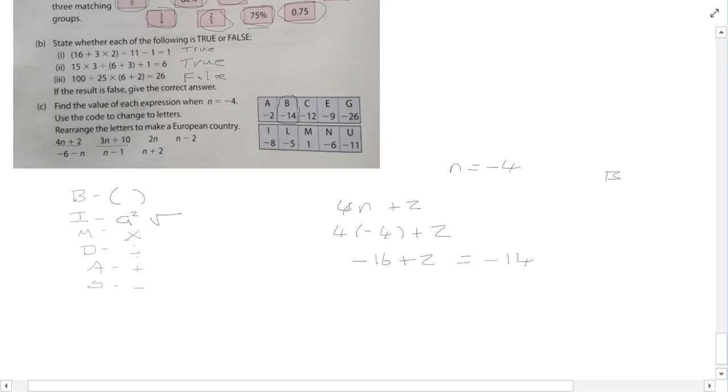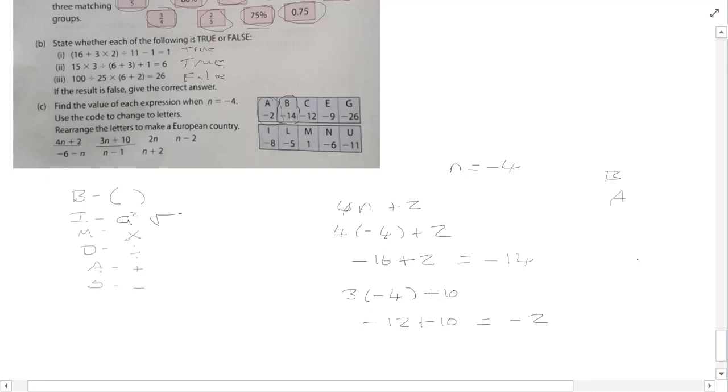Then if we look at this one, 3n plus 10. Again, this is 3 multiplied by -4 plus 10. So it's plus 3 multiplied by -4. 3 fours is 12, so that's going to be -12 plus 10. If we're on -12 and we plus 10, we're going to end up on -2. So our second letter is -2. So we have A here. We'll just put our letter over here. So BA.